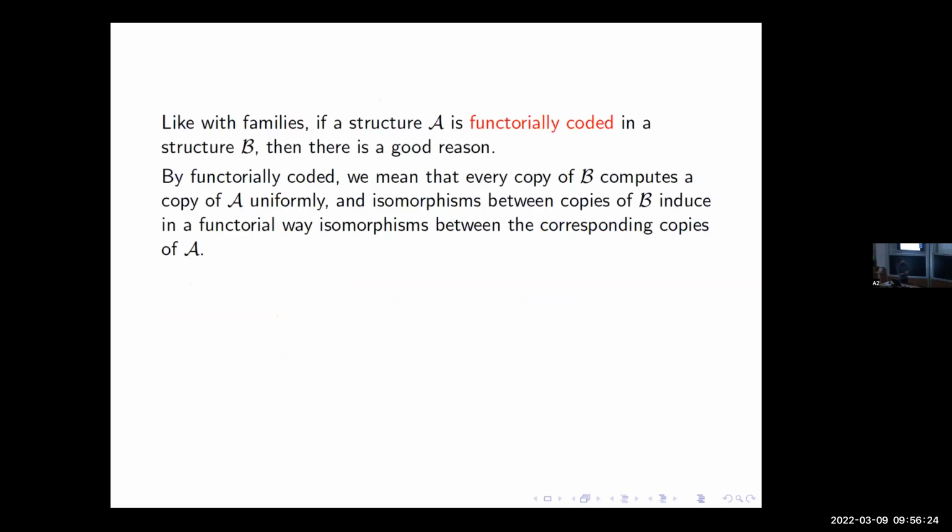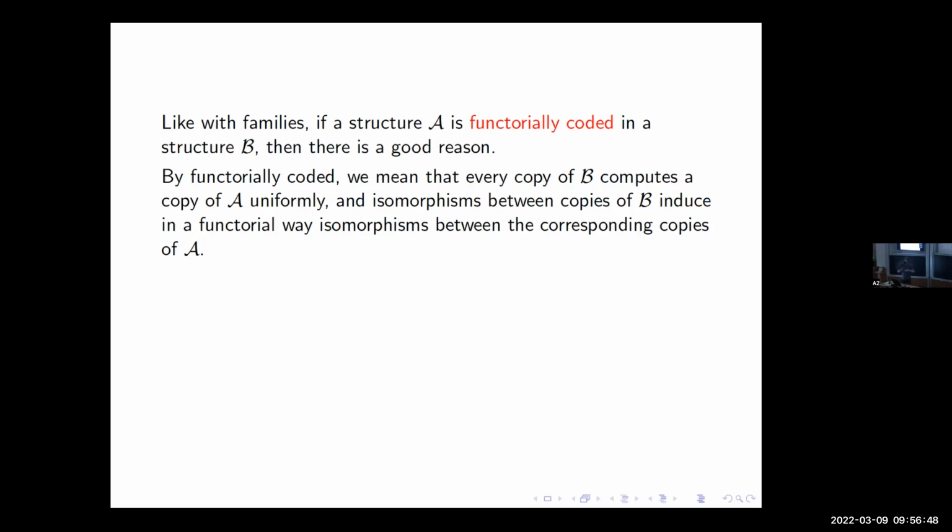Okay, so with families, there's this general picture that was very complicated. But then if the family was coded in a very nice way, then you got something simpler going on. You actually got the characterization you wanted. And something similar is true for coding structures. So what is a nice coding of one structure in another structure? It's something functorial again. This is something that we called a computable functor.